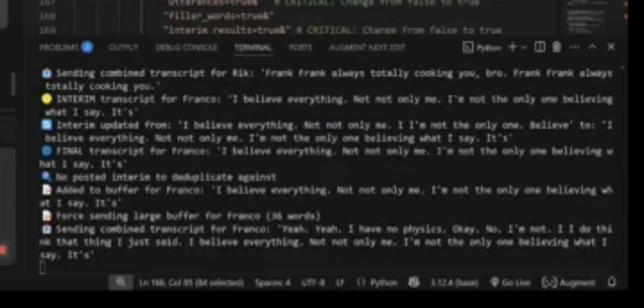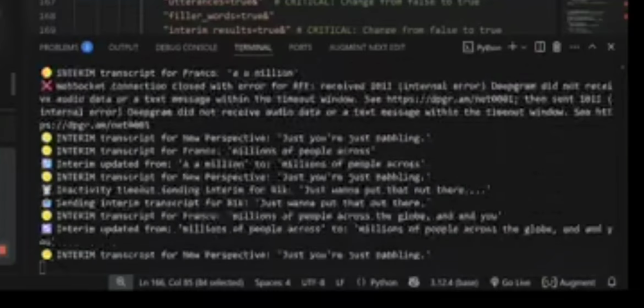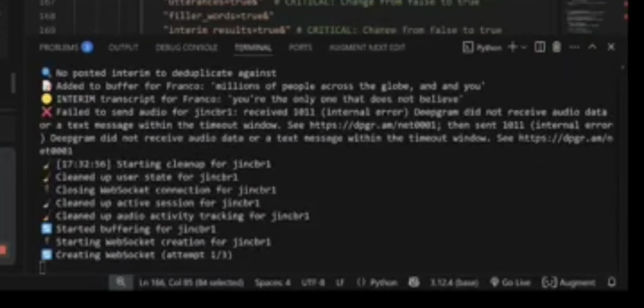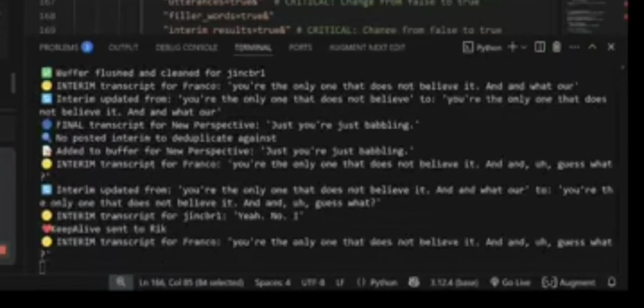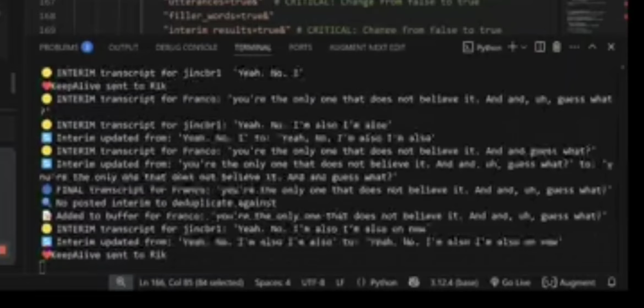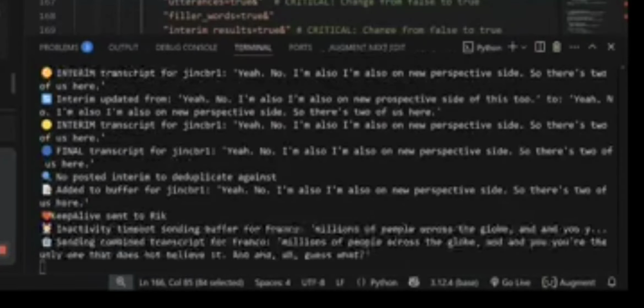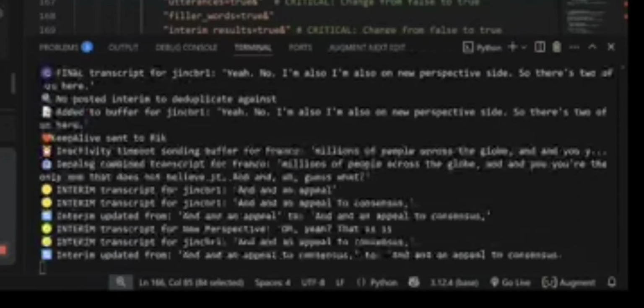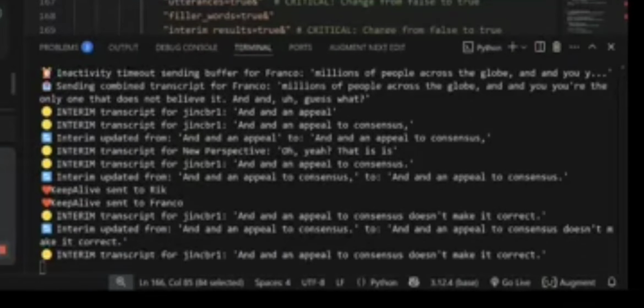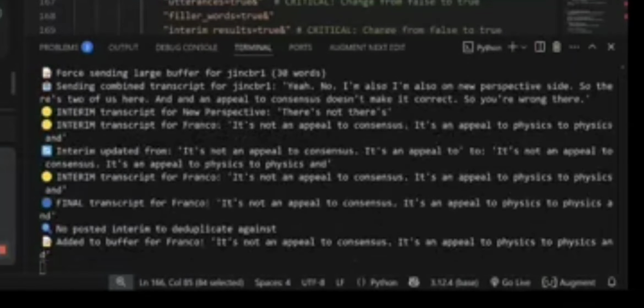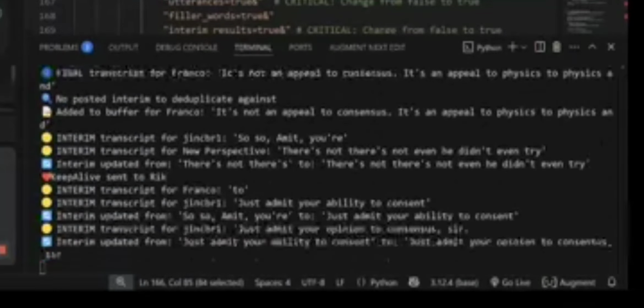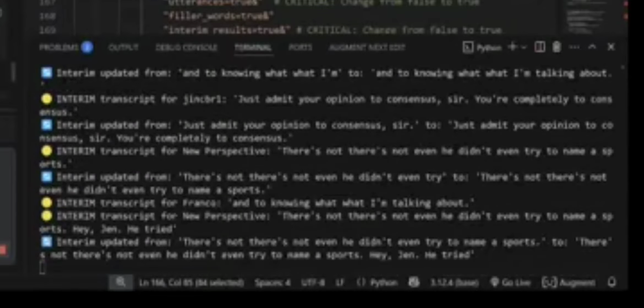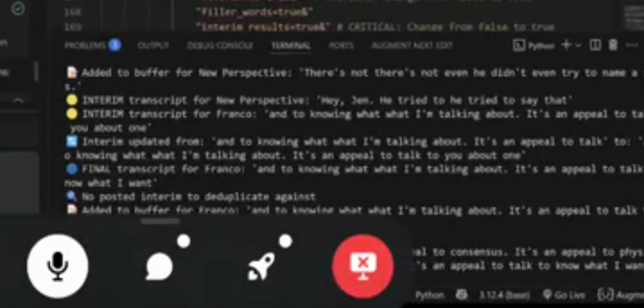It's millions of people across the globe, and you're the only one that does not believe it. And guess what? I'm also on the basic physics side, so there's two of us here. And this appeal to consensus is ridiculous, it doesn't make it correct. It's not an appeal to consensus. It's not even an appeal to physics. He didn't even try to name a force. You're appealing to consensus, sir, and to knowing what we're talking about. He tried to say that walking to the bathroom on the plane is the same thing.